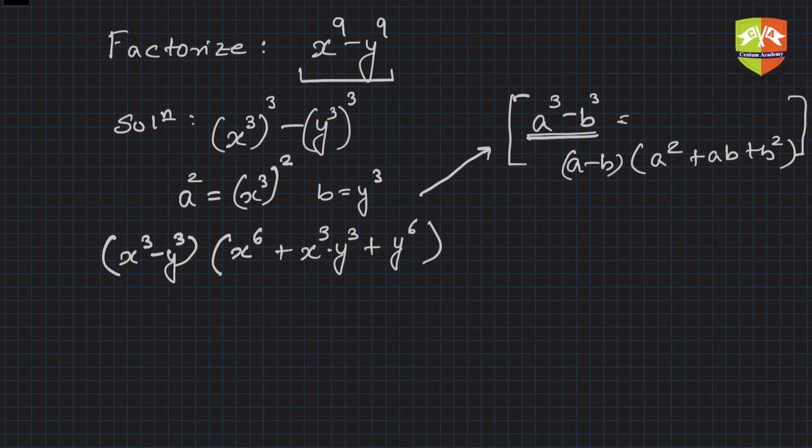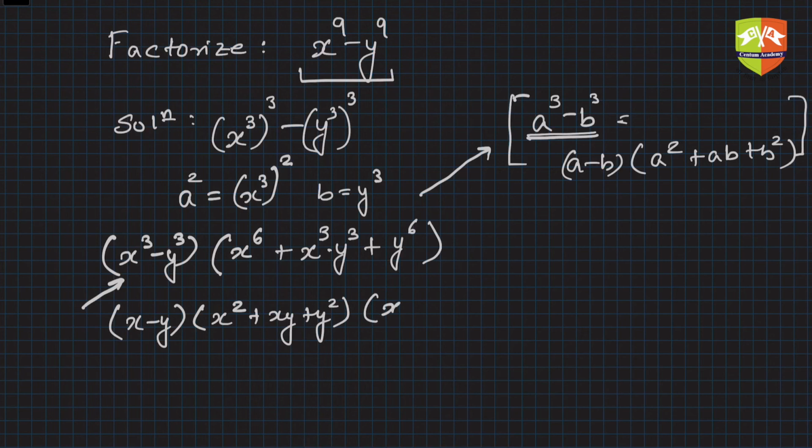This is done. Now do we stop here? No. Why? Because there is one possibility of factorizing this term as well. Again the same thing, a cube minus b cube form. So this can be written as x minus y, x squared plus xy plus y square. And the other term is x to the power 6 plus x cube y cube plus y to the power 6.